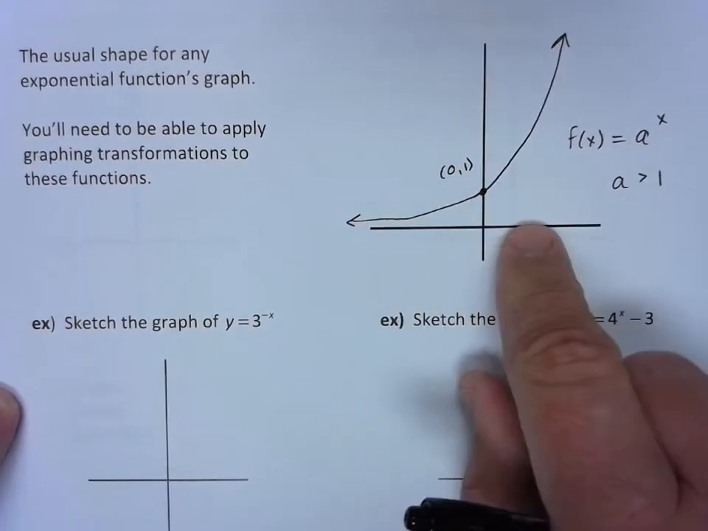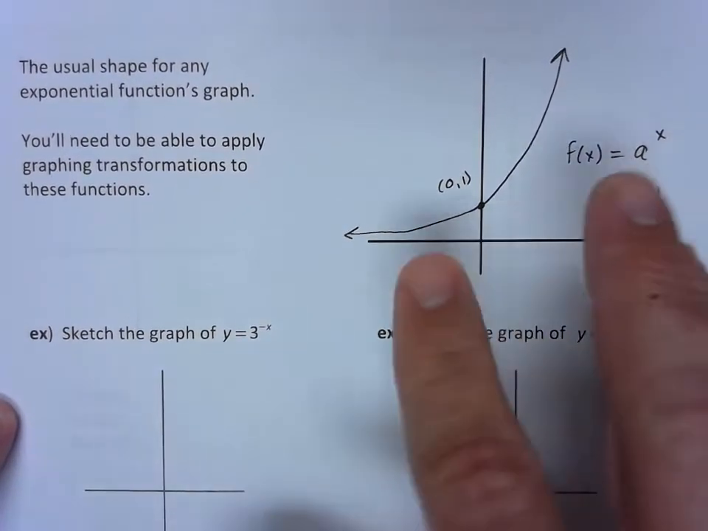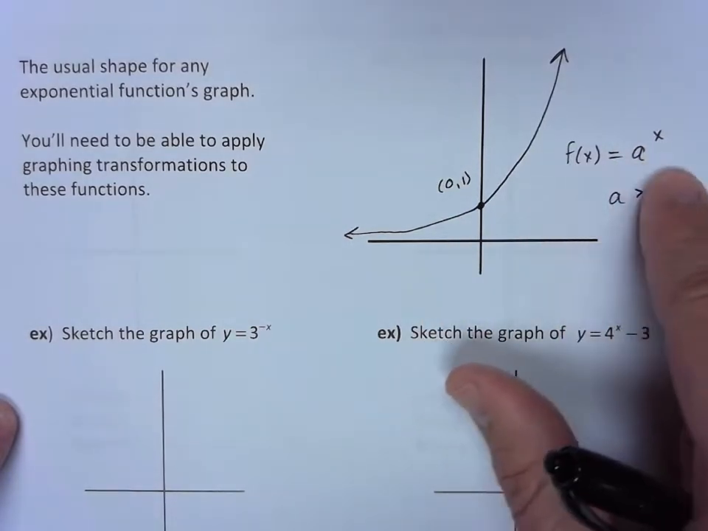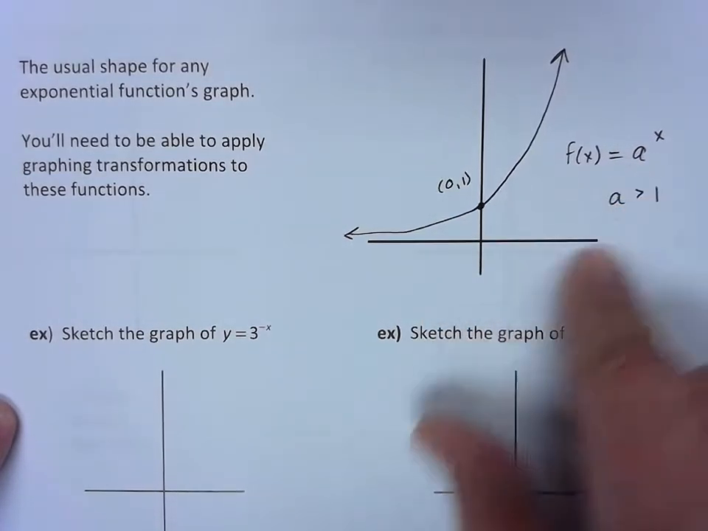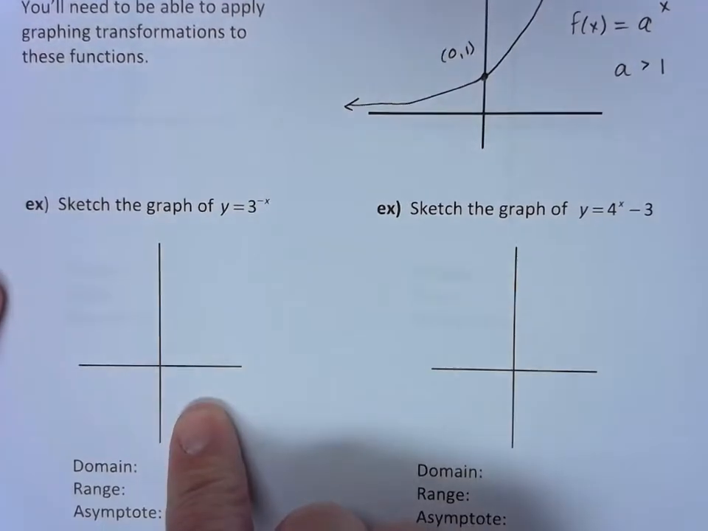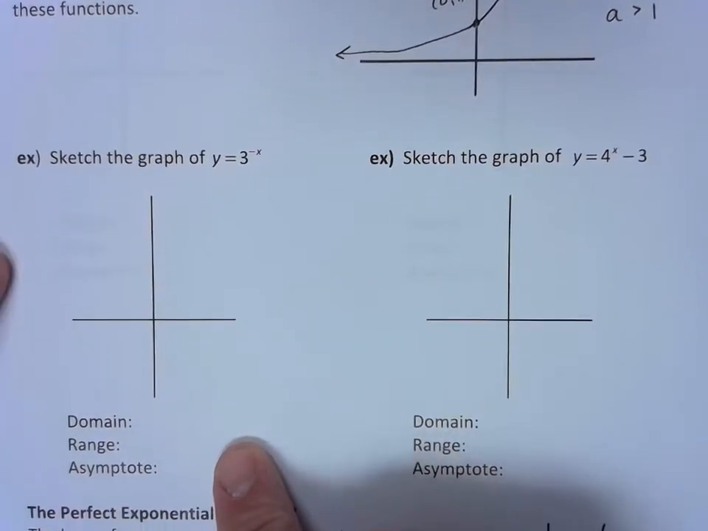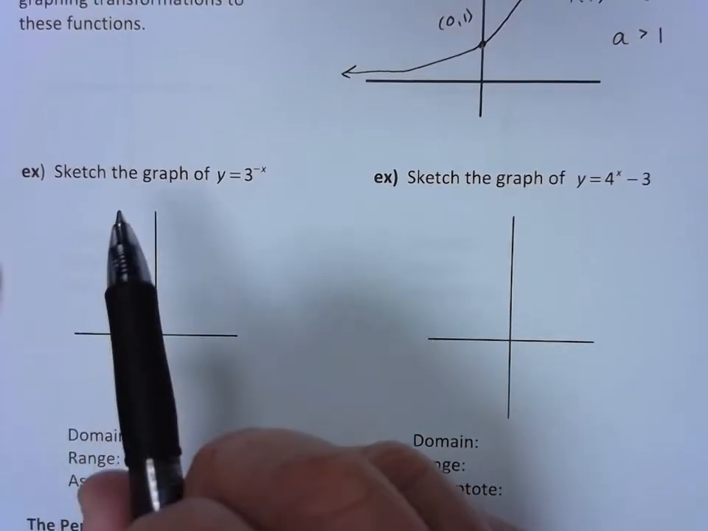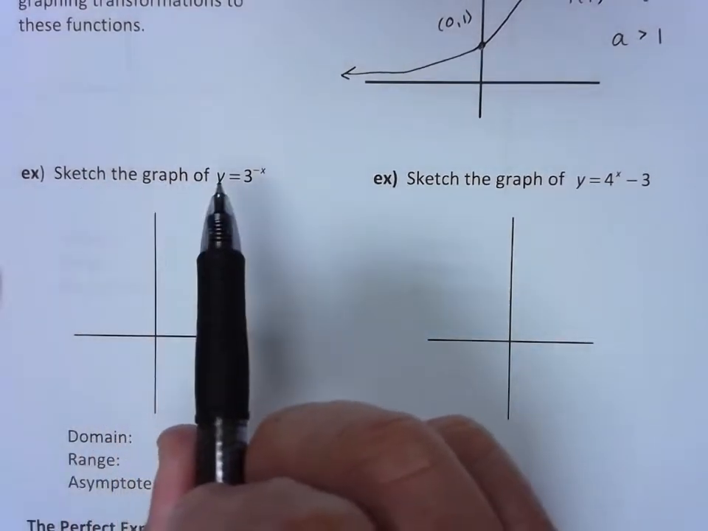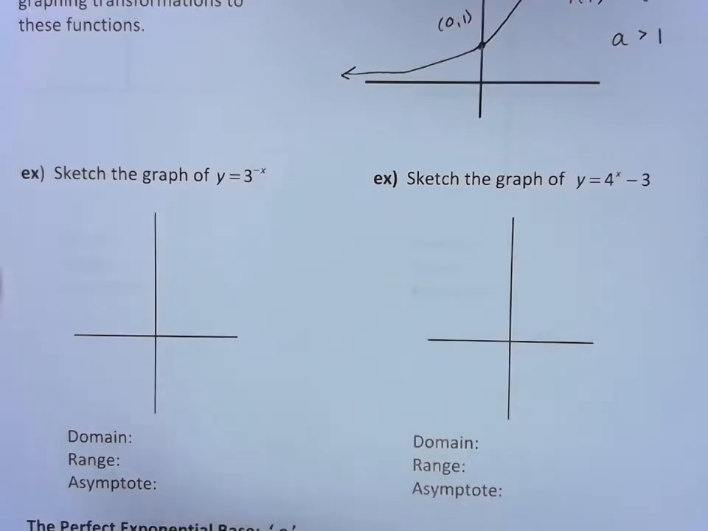So using this as a basic reference, sort of a generic shape for all exponential functions with a base greater than 1, let's sketch a couple of graphs and use the graph to determine the information about the domain, the range, and the asymptote equation. So we are first asked to sketch the graph of the function y = 3^(-x).